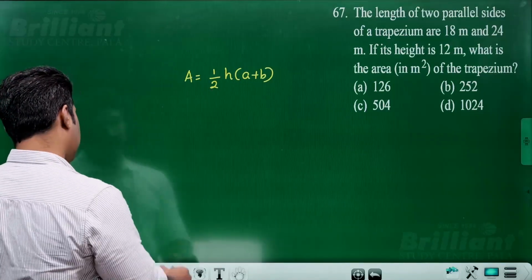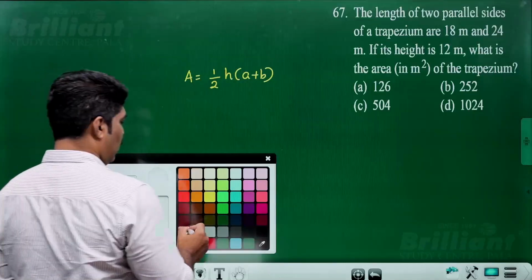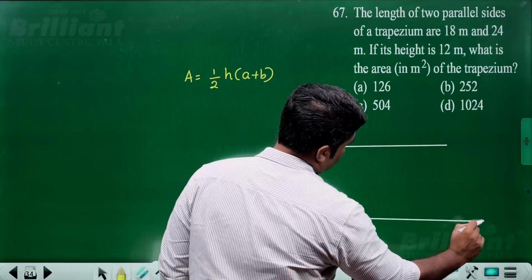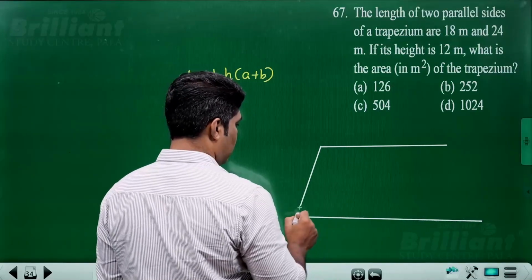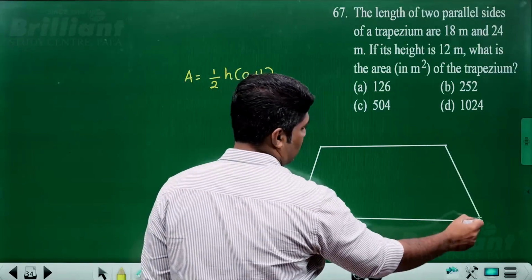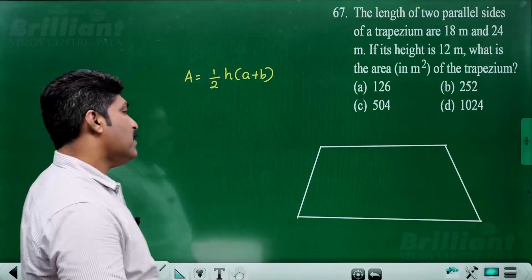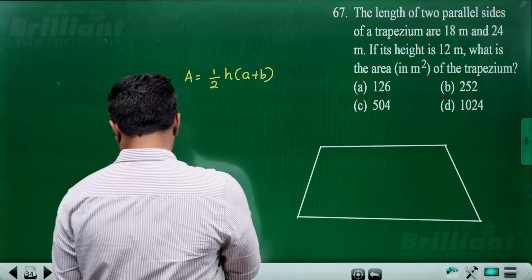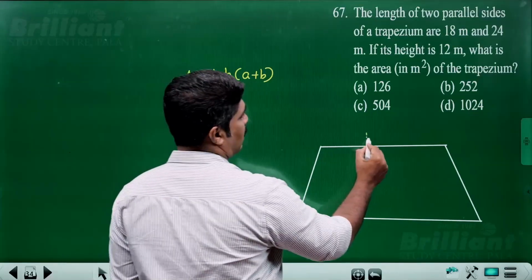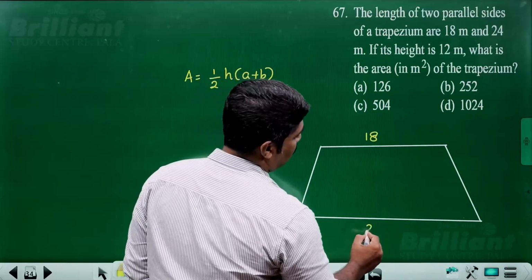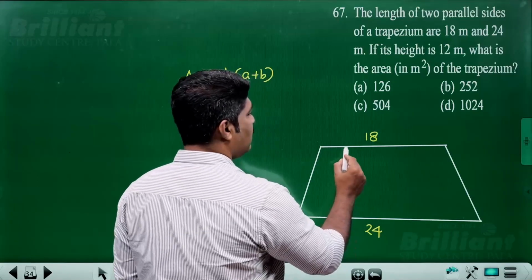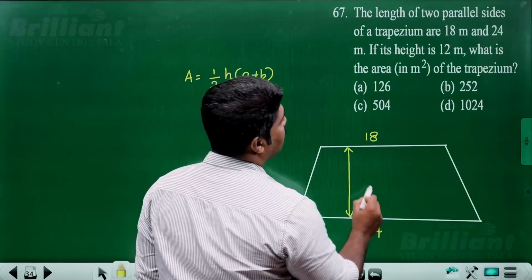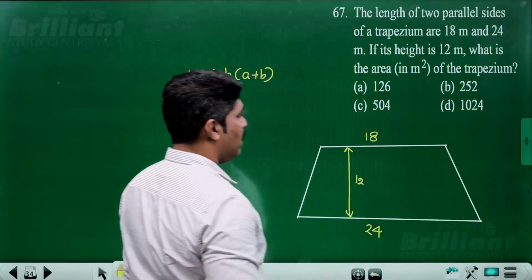So what is a trapezium here? If you are considering the trapezium, it will be like this: 2 parallel sides and the sides connecting like this. So this is a trapezium. In this trapezium, these 2 are parallel sides. Here the parallel sides are 18 and this is 24. And this is the height, and this height is 12 meter.